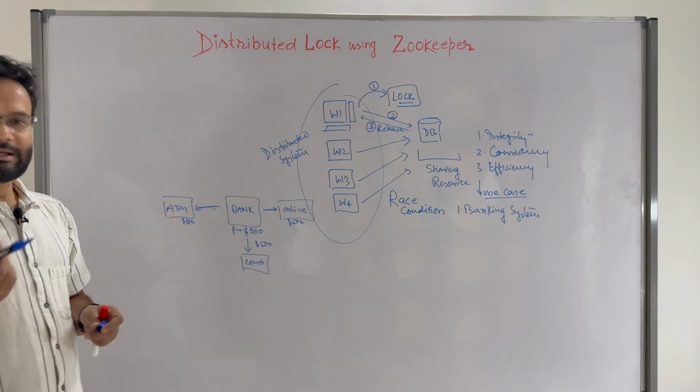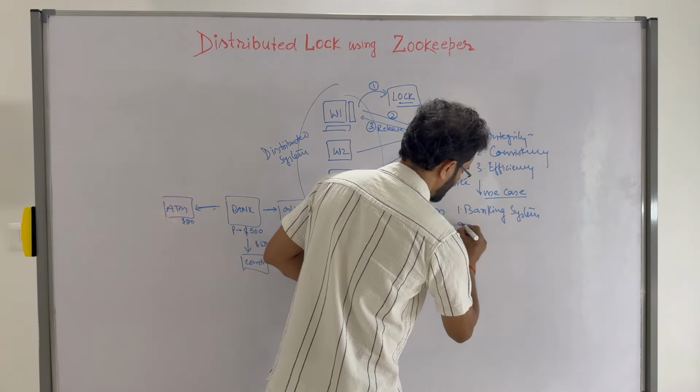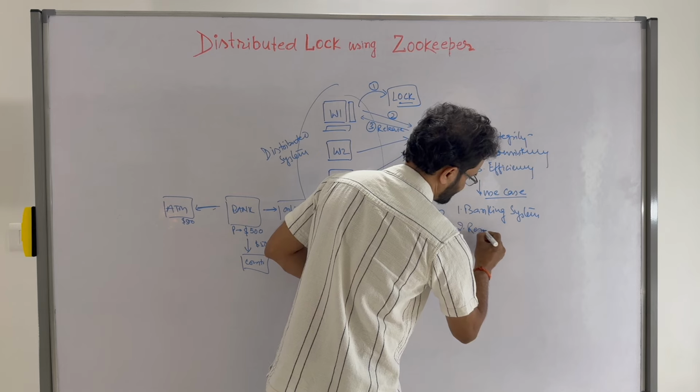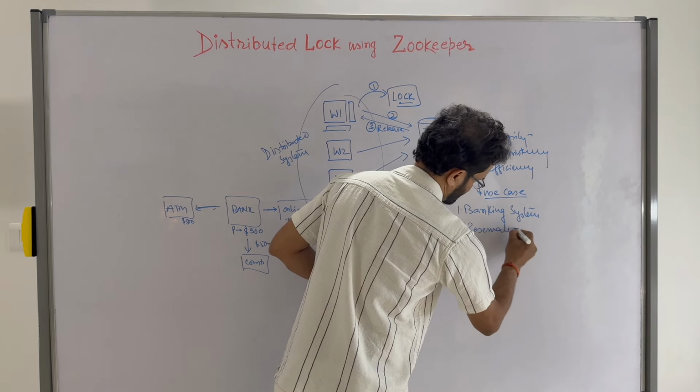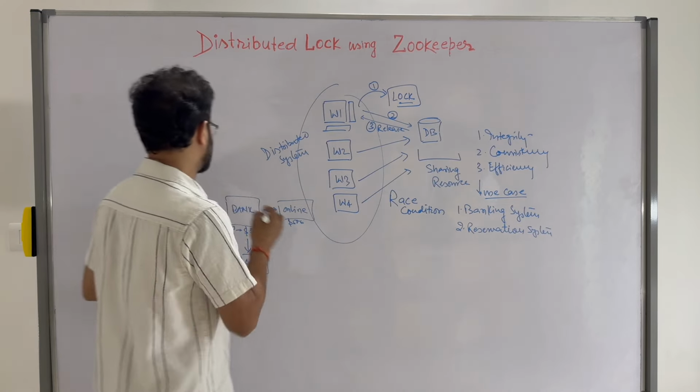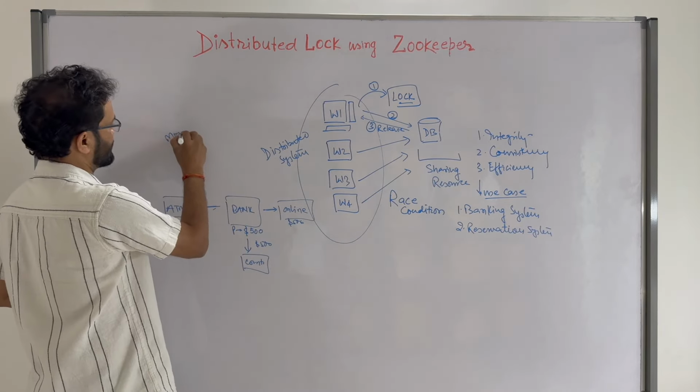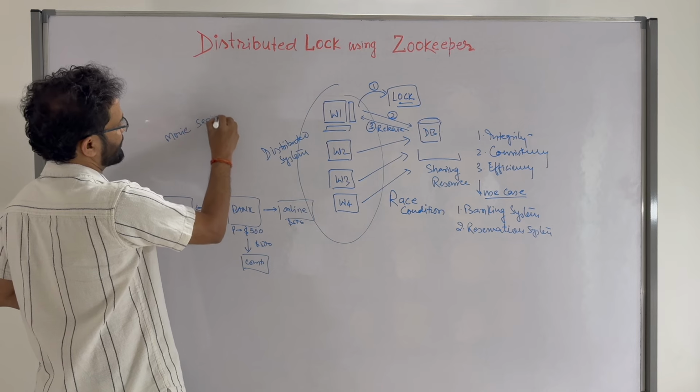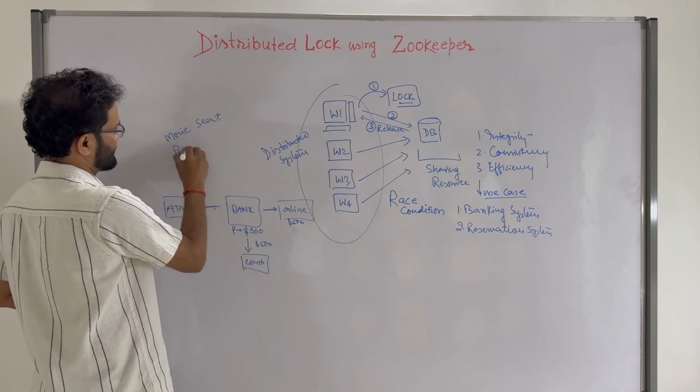Right? Take the second example. Suppose a reservation system, if you want to reserve some seat, right? If you want to reserve some movie seat or a bus seat, right?